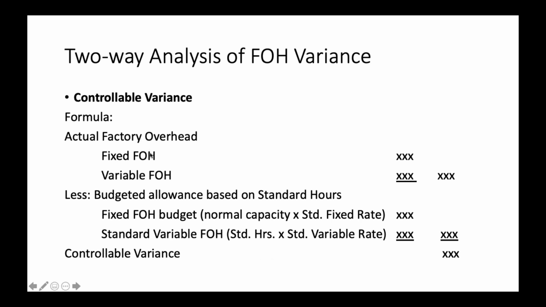Actual overhead: get the fixed and the variable, add them up, that's the actual overhead. Less your budgeted allowance on standard hours. We also have two kinds, fixed and variable. As you can see, the fixed factory overhead budgeted allowance is normally at normal capacity times the standard fixed rate. Normal capacity and the standard hours are actually different.